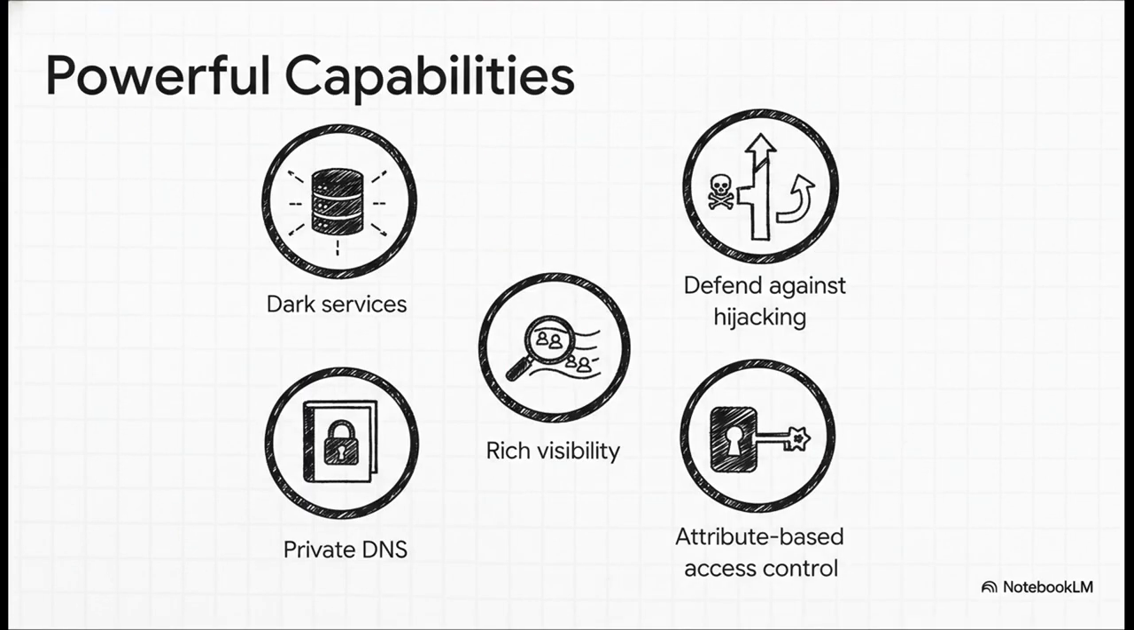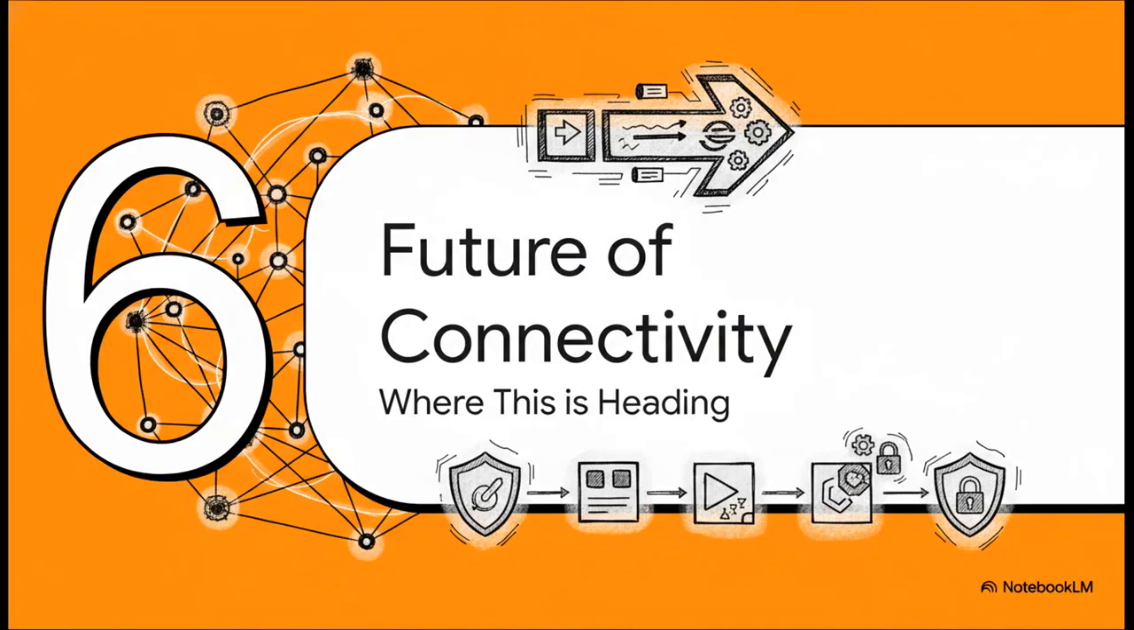And this identity-first approach is what lets you do some amazing stuff. You can create those truly dark services that are just invisible to attackers. You can automatically route around major internet problems like BGP hijacks, keeping your apps online. And because every single connection is tied to a strong identity, you get this rich visibility into who is accessing what, from where, and when. It's incredible.